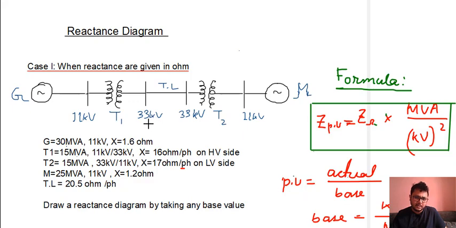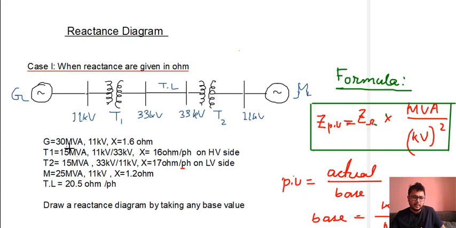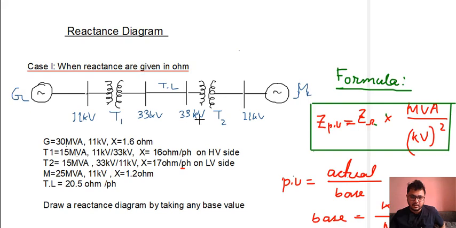In voltage it is 33 kV, and the power is how much? The power is 30 MVA. So we will assume the base value to be 30, that is the highest power rating, and the voltage to be 11. 11 also you can take, 33 also you can take. The result would be the same.